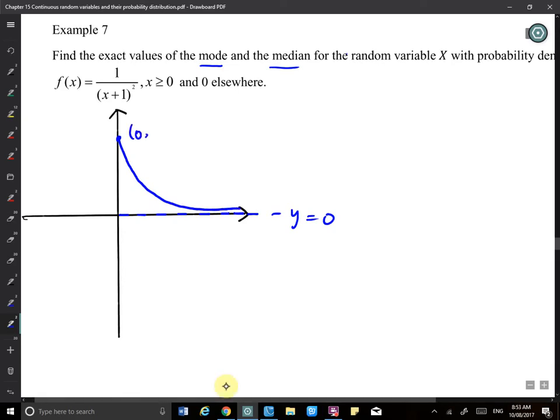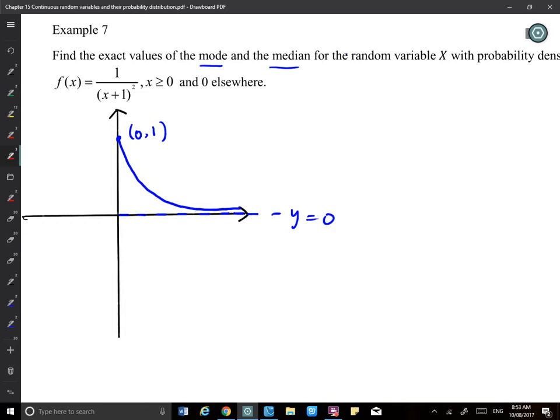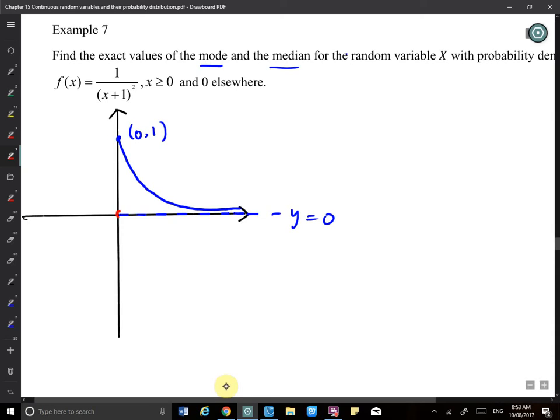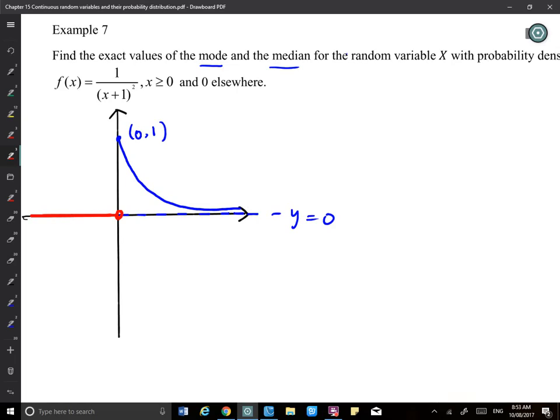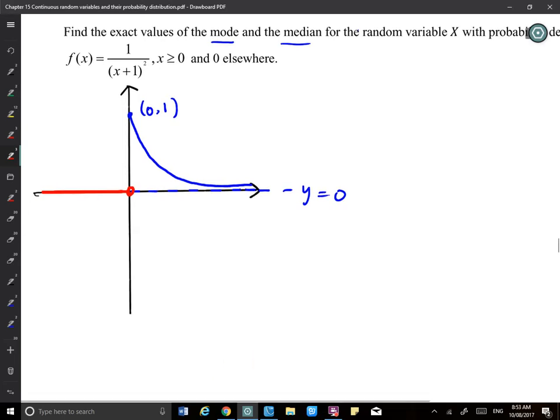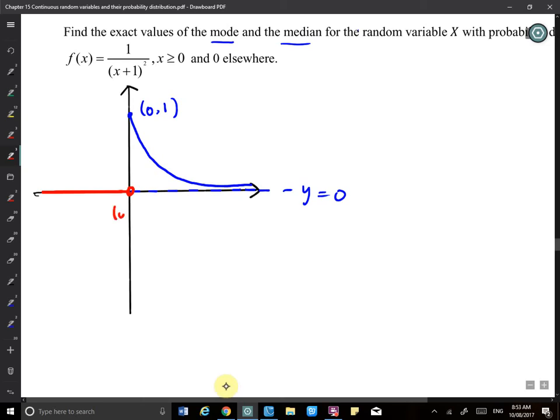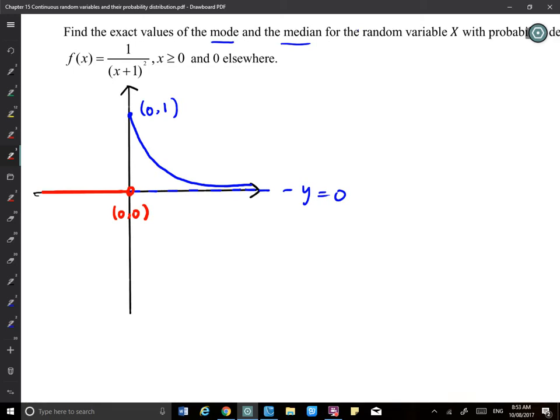We have 0, 1 at this point. And we will have 0 anywhere else. It's not really 0 to a point, it's 0 to infinity. It can take everything under the curve. And then what I will have here is an open circle. The thing I want to mention is you must have an open circle here, because 0, 1 is already taking the 0 on the top point, so the bottom one must be an open circle. So that is 0, 0, and you have 0, 1. That's the shape of the graph.